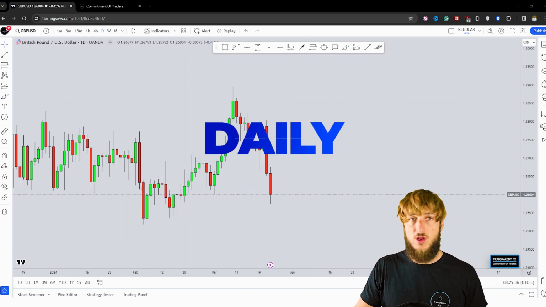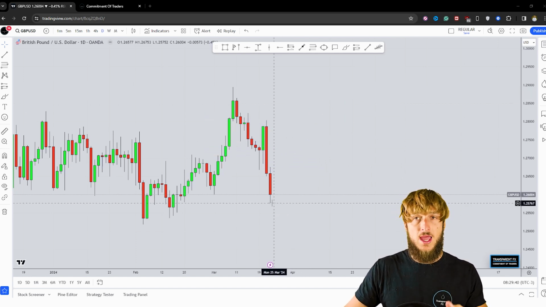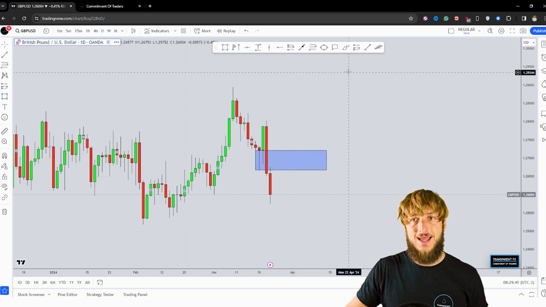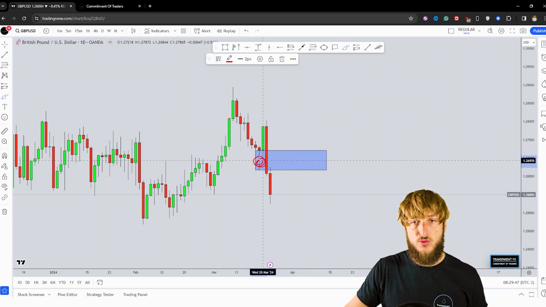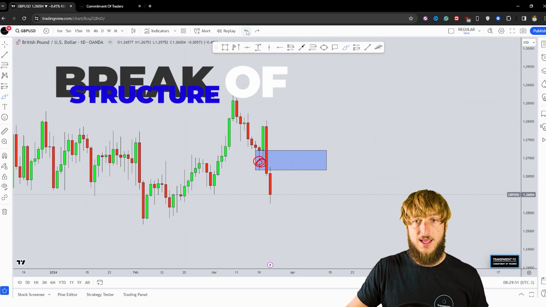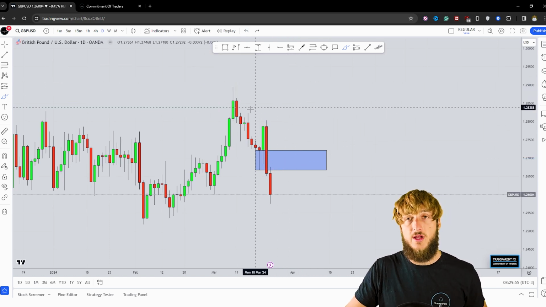What we can see from a daily perspective is that the market has just broken below a quite important structure level. In fact, this zone was acting as previous daily support, which has now been broken to the downside and is currently acting as resistance. Now, I also spoke about GBPUSD quite a few times in the past.